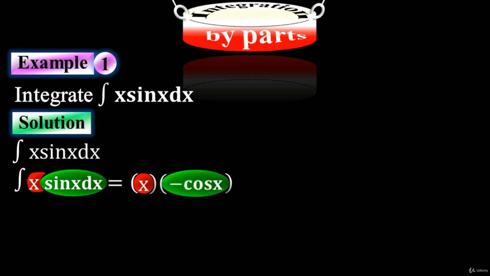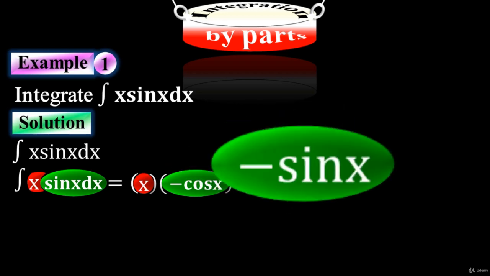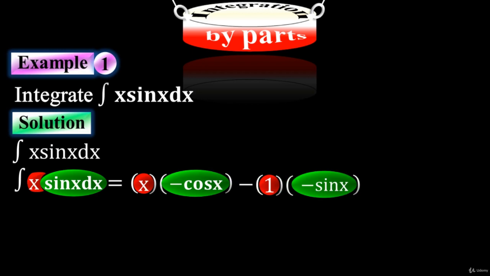Now we will differentiate the x, and we'll integrate the minus cos x. So minus derivative of x is 1, and integration of minus cos x is minus sine x. Now we will differentiate 1 and integrate minus sine x. So plus derivative of 1 is 0, and integration of minus sine x is cos x.